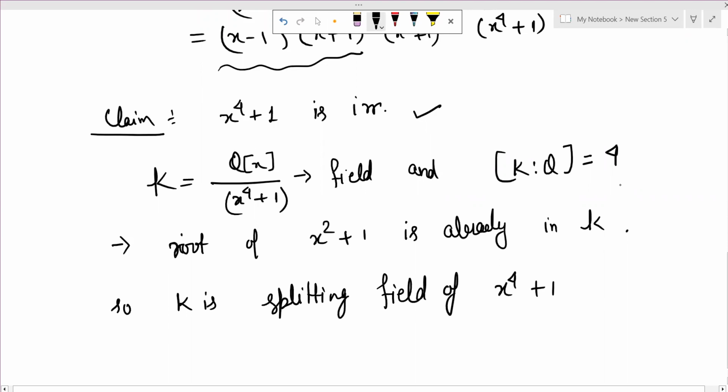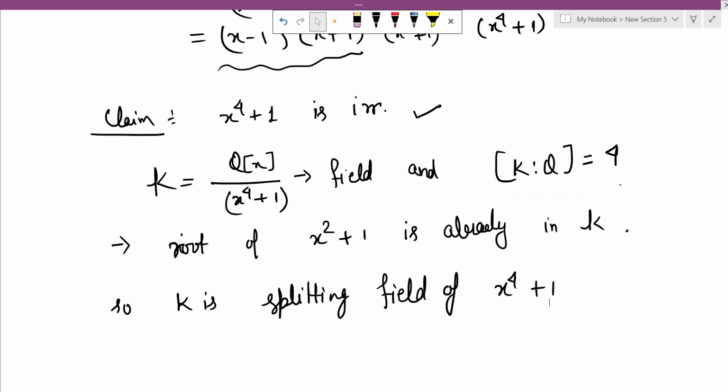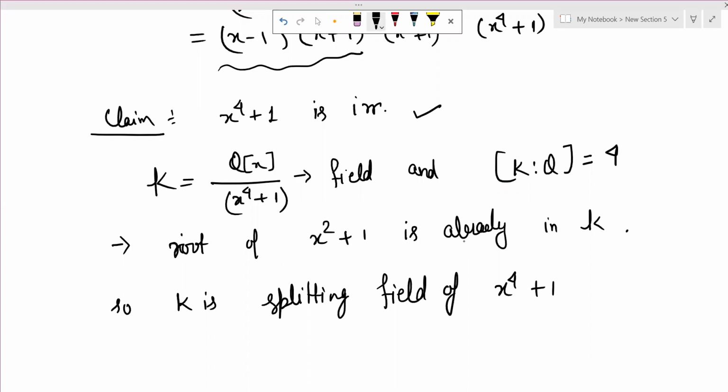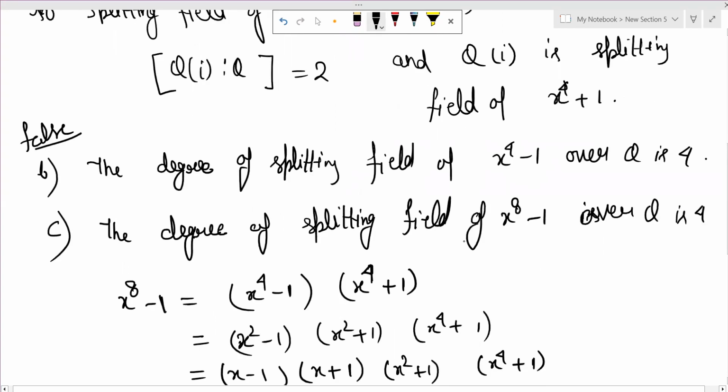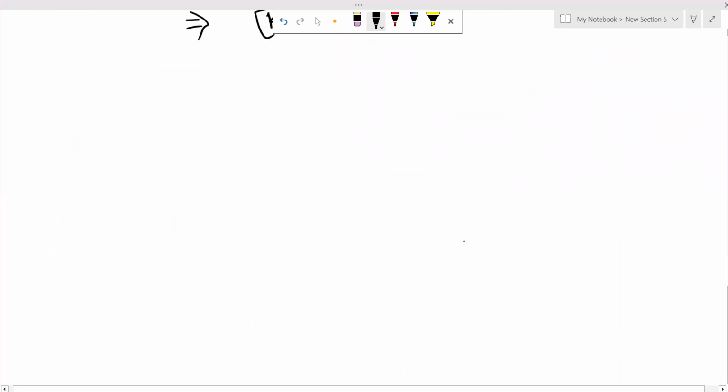I'm going quickly over this because I did this in the last lecture. I'm just summarizing because there are some new participants who did not join the last lecture. So K is a splitting field for x to the power 4 plus 1 as well as x to the power 8 minus 1. This implies K over Q is a degree 4 extension. So this statement is true.